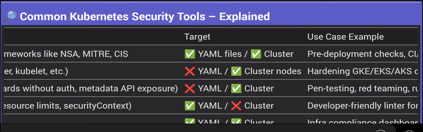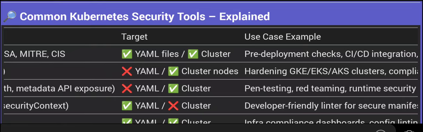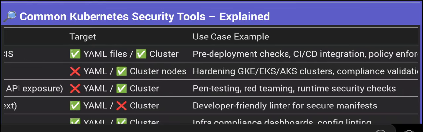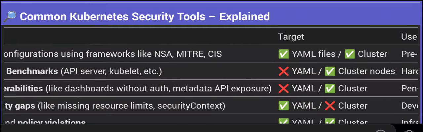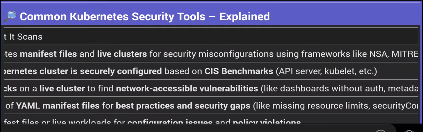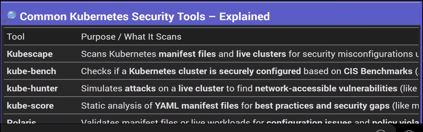The manifest files are written in YAML syntax, and it scans the clusters also. The use case examples are pre-deployment checks, CI/CD integration, policy enforcement. We can integrate Kubescape into a CI/CD tool, and we can also check policies using this tool. If there are any outdated policies, or if you want to do a pre-deployment scan, this will be useful.